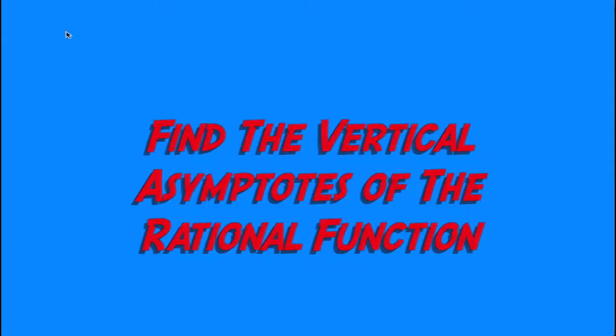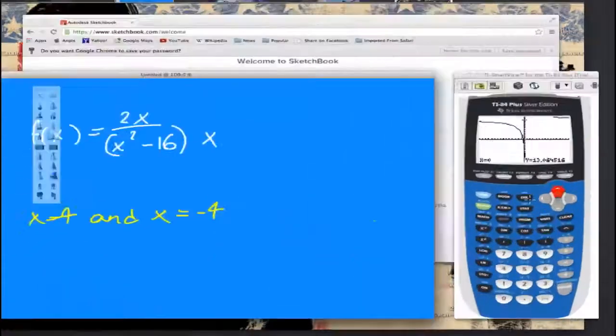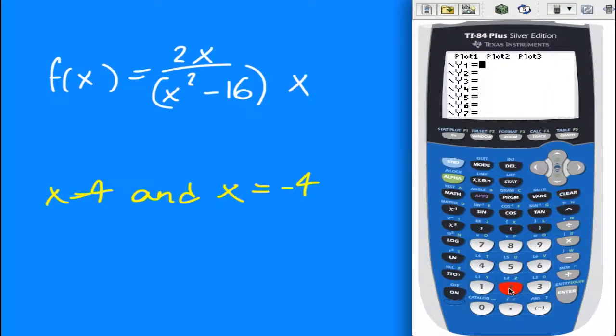Now, let's see. Find the vertical asymptotes of the rational function. Okay, vertical asymptotes of f of x equals 2x over x squared minus 16 times x. You're going to see that one of your options is going to say x equals 4 and x equals negative 4. So go to your calculator and graph it. 2x over double parentheses because we're going to be multiplying later on, x squared minus 16 times x. Close the parentheses and then just graph it.